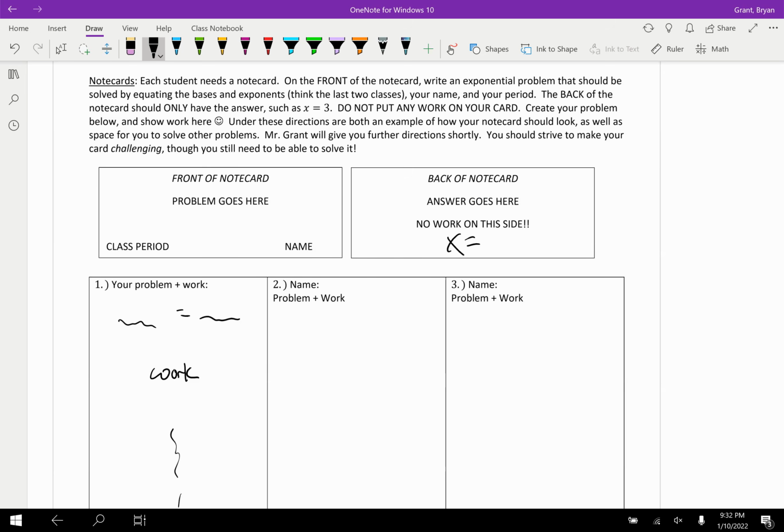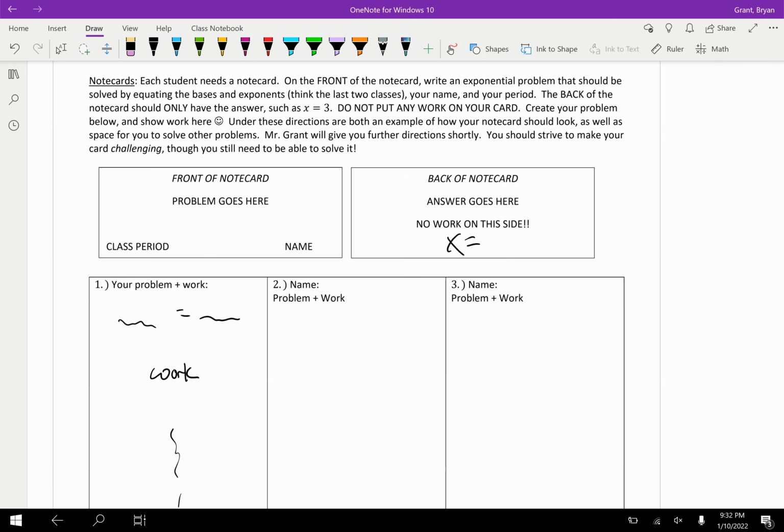All right, you should now have a problem on your index card. You should have the work down here, and you're ready to rock and roll. You are going to be getting rid of your index card, not by throwing it away, but by trading with somebody else. So you're going to find anybody else in the class, and you're going to switch your card with theirs. You're going to take their problem, and you're going to go sit back down away from that person. You're not going to work with the person who made the index card. This is somewhat of an individual activity.